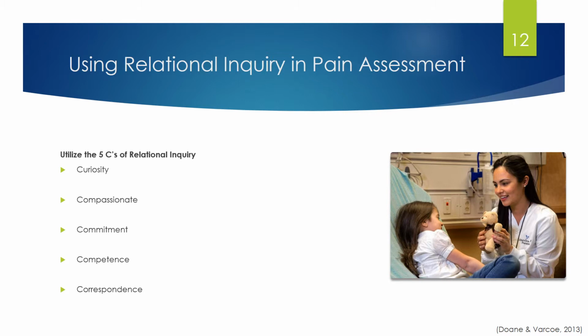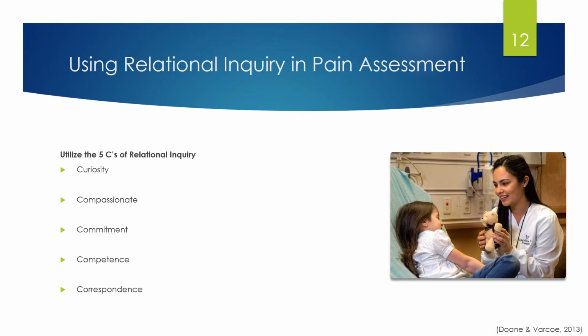The second one there is being compassionate. So compassion has been shown to reduce pain and lower anxiety, which are both important for children. And compassion requires motivation, sensitivity, sympathy, non-judgment, empathy, and distress tolerance. So compassion is a big component, especially when working with children. The third C is commitment. So nurses must commit themselves to their clients to provide optimal care.